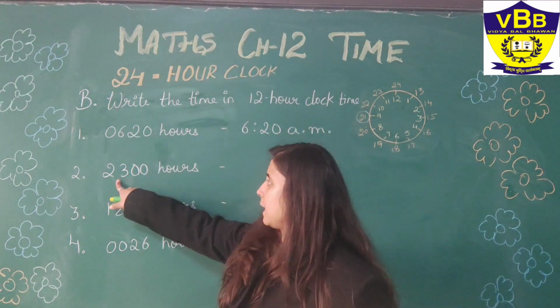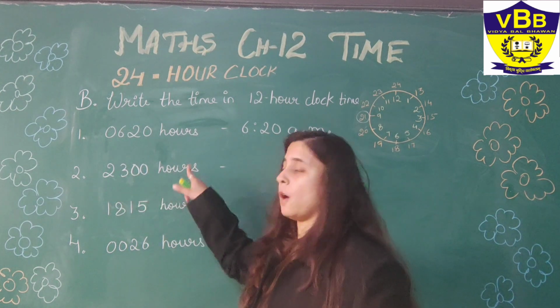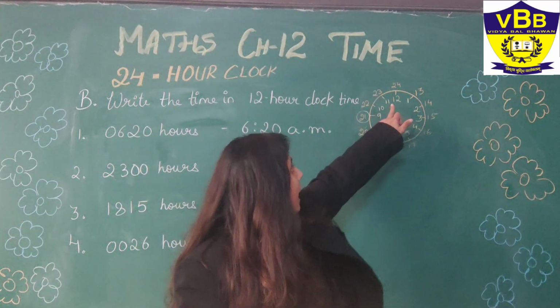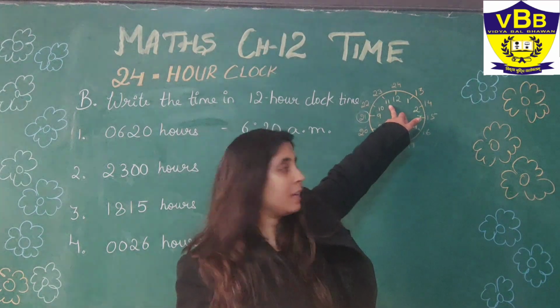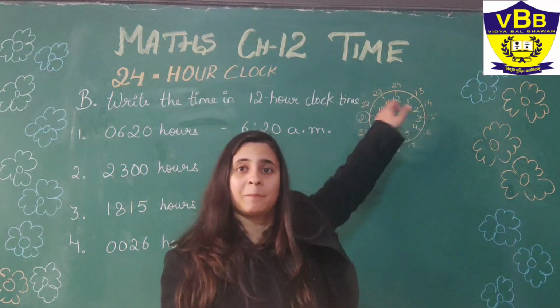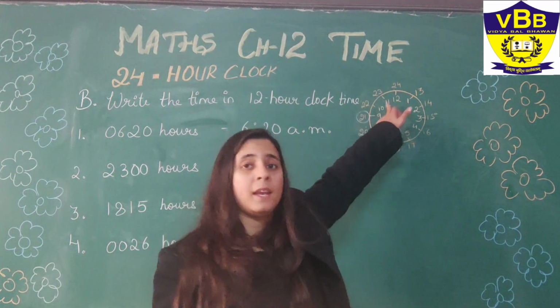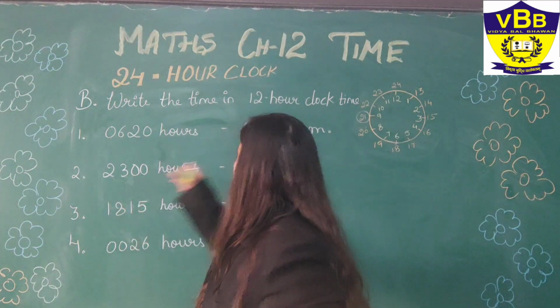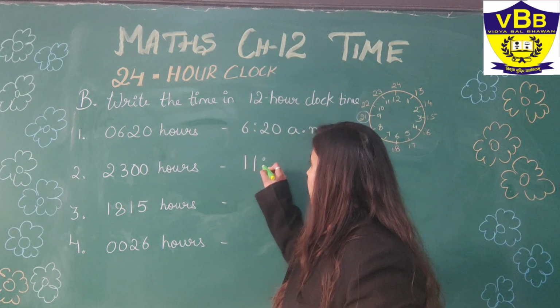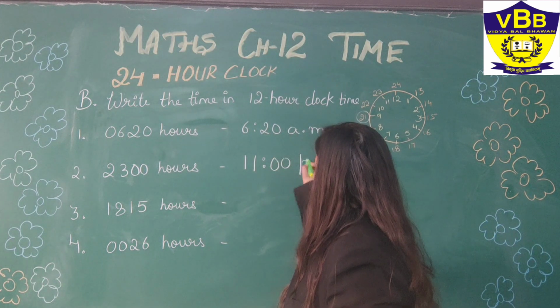In B part, in second part it is saying 2300 hours. 23 is at 11. That means it is 11. According to 24-hour clock, it is 11 PM and 00 minutes. So we will simply write 11 PM.